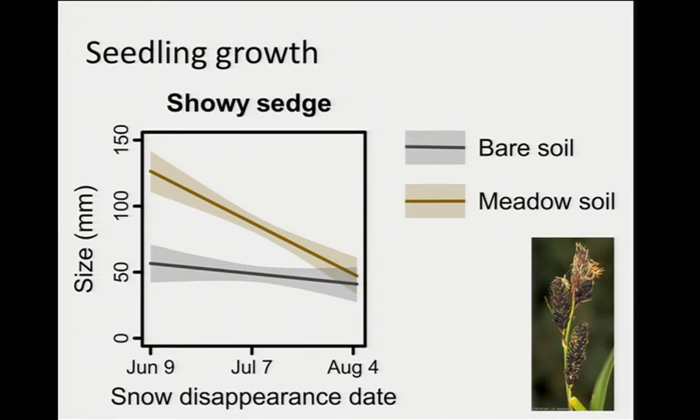So I think what's going on here is that as snow disappears earlier in the year, you get a longer growing season, and the seedlings have greater potential for growth. But they can only realize this potential if they're in suitably high quality soil, the kind of soil you find in meadows, but not on bare ground.